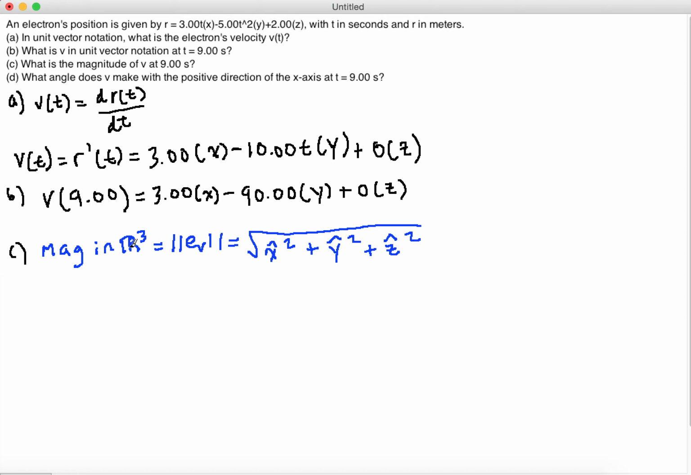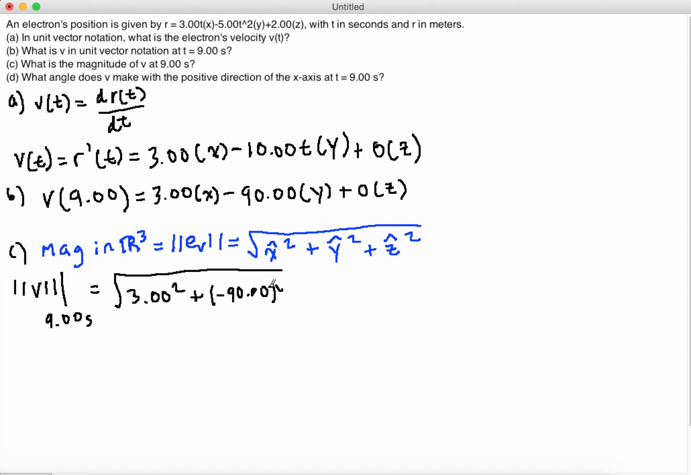So simply what we can do is give that magnitude of the velocity, given in this notation, evaluated at 9 seconds, is equivalent to the square root of the x component squared, 3 squared, plus the y component squared, which is negative 90 squared. And I'm observing all significant figures in this case as well.